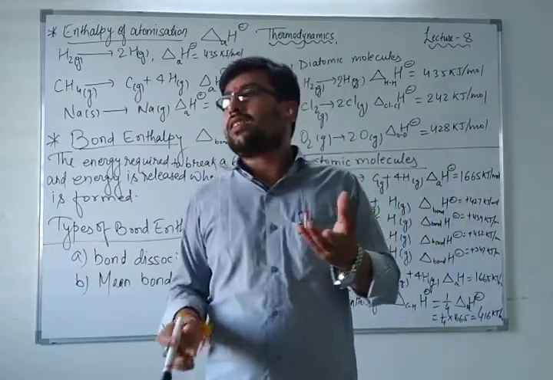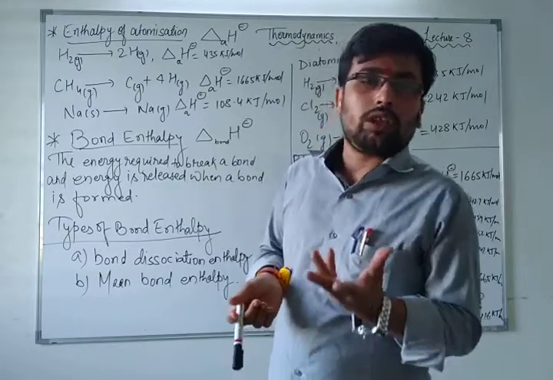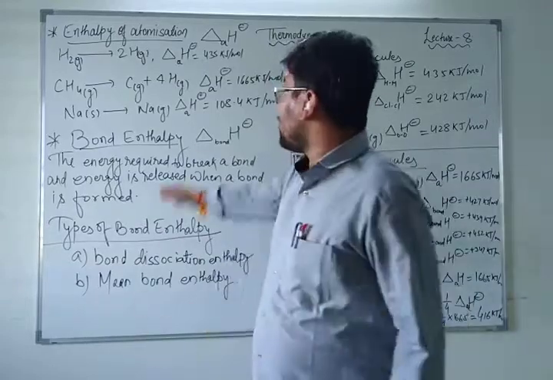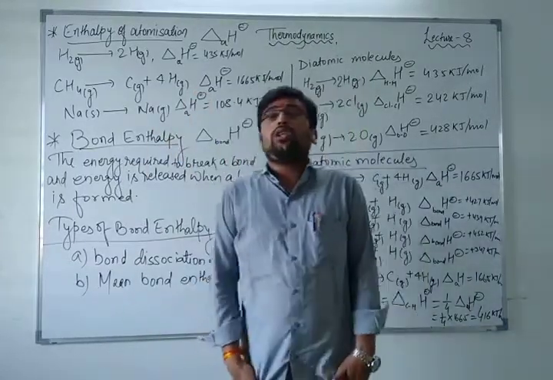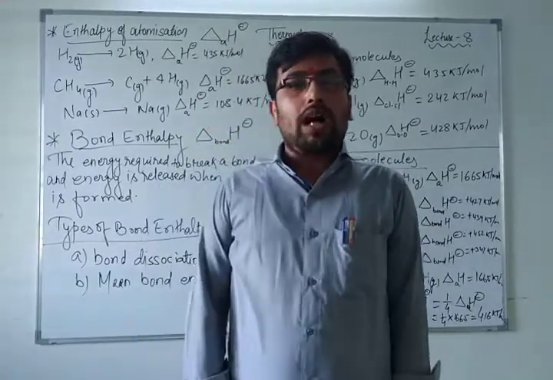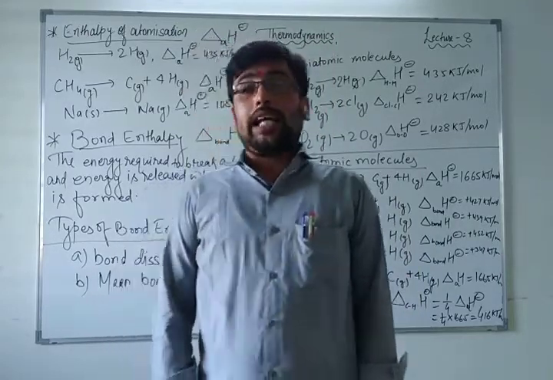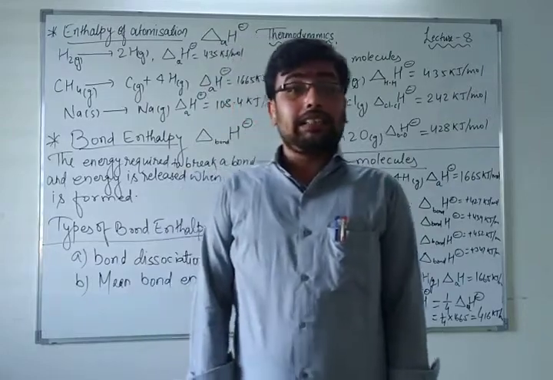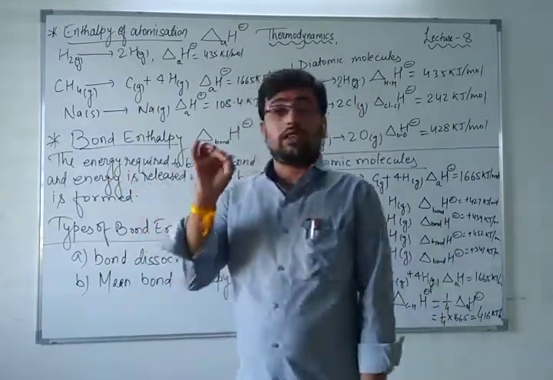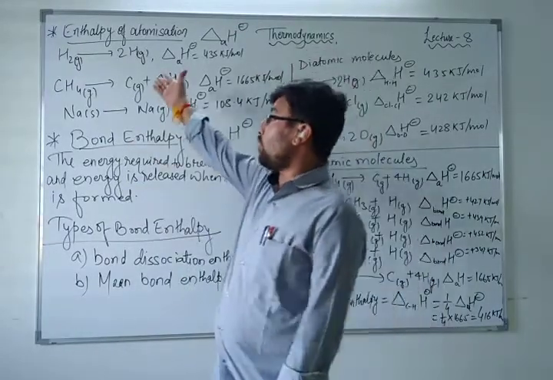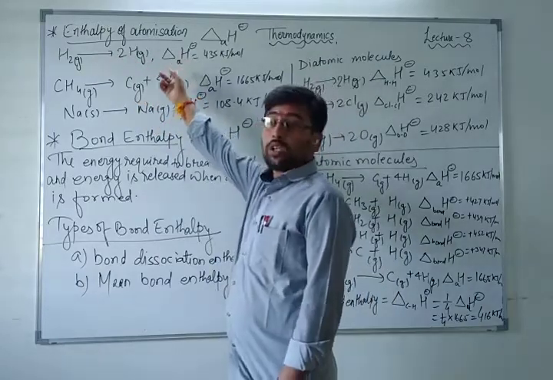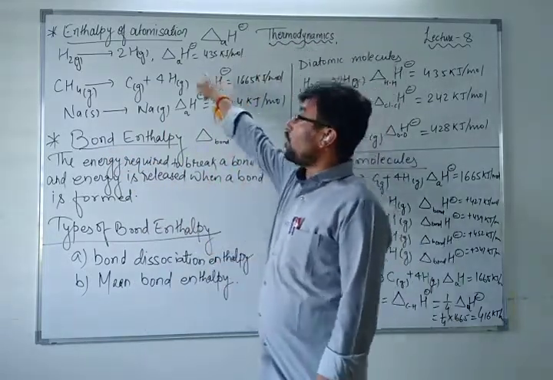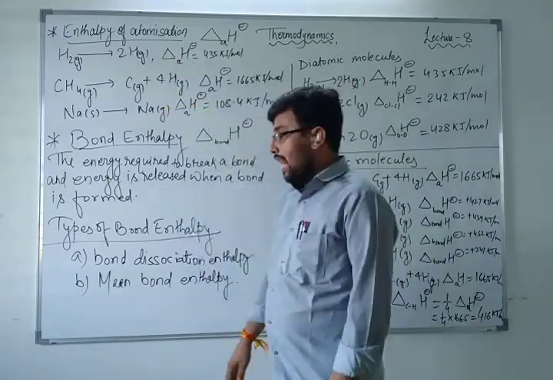When it is not a diatomic but a polyatomic molecule with many bonds, and you are breaking this polyatomic molecule, that time we have to use mean bond enthalpy. Bond dissociation enthalpy means the energy required to break a bond. You can take any molecule, diatomic, triatomic, tetraatomic, whatever. For example, for hydrogen, the energy required to dissociate the hydrogen bond is the same as the enthalpy of atomization.